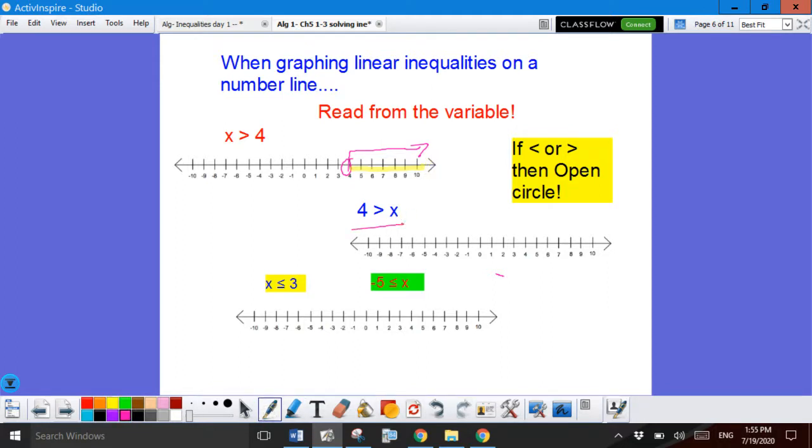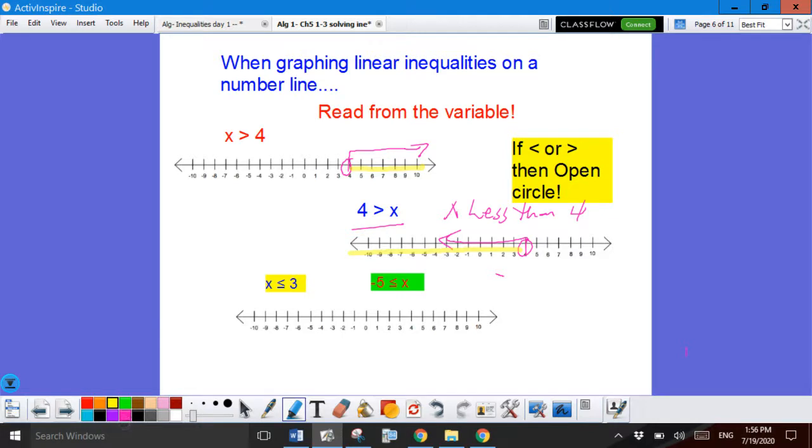Okay, now this one is backwards. Now I don't read this 4 greater than x. I read from the variable. So this is actually x less than 4. Okay, x is less than 4. So I'm at 4, open circle to the left. And there is my solution set.